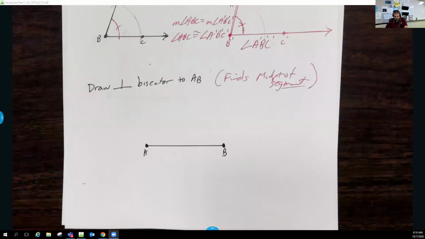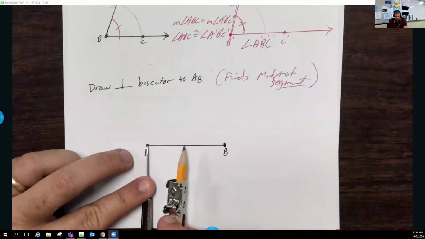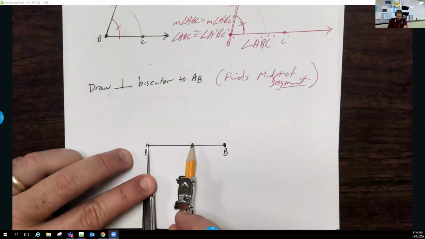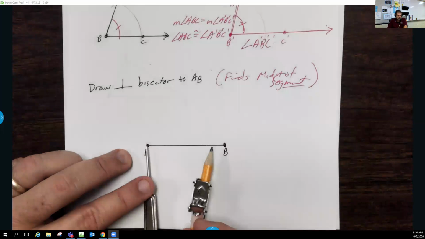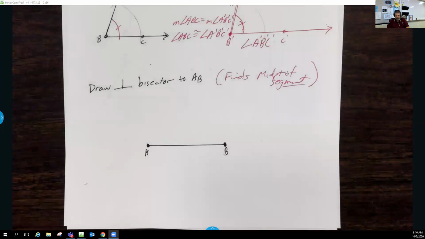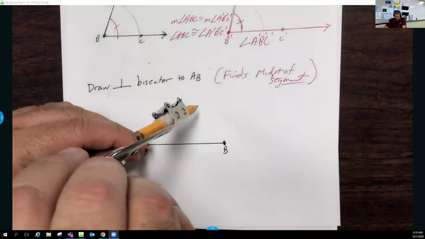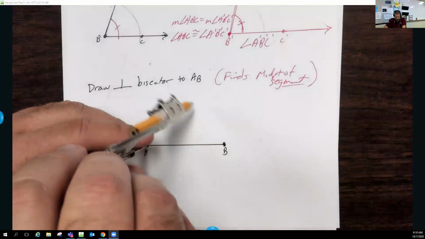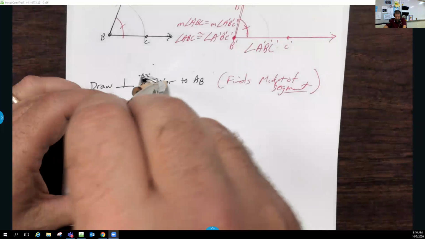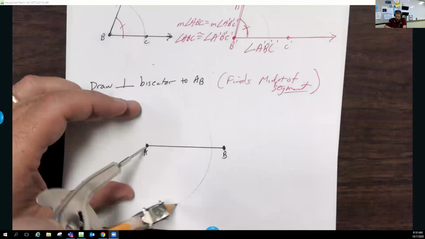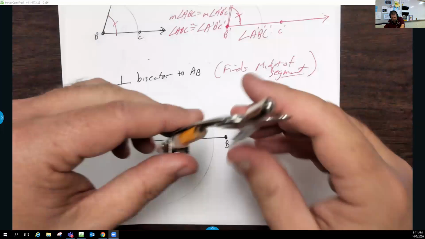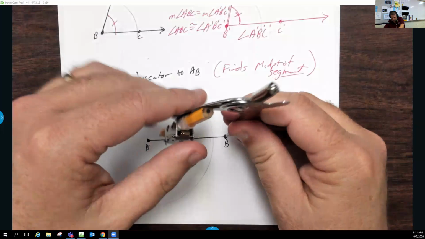So what we're going to do is take our compass and stretch it past the halfway mark. It doesn't matter how far past, but you're going to use the same distance for both of my big arcs. And this is what I was trying to show you, your fish tail. We're going to make a big arc there, go to the B, and do the same arc.